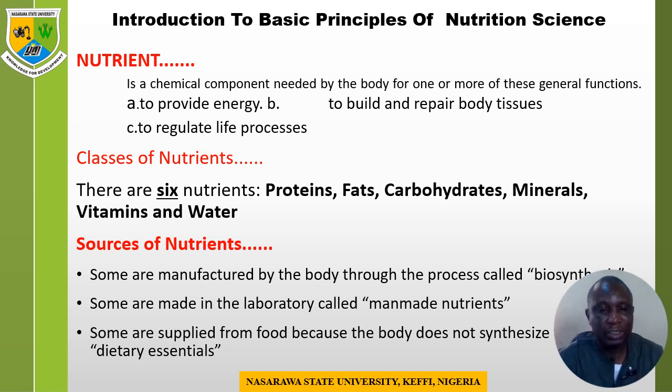Sources of nutrients. We have 3 major sources of nutrients to the body. One, some are manufactured by the body through a process called biosynthesis. Two, some are made in the laboratory, called man-made nutrients, our supplements for example. Three, some are supplied from food, because the body does not synthesize dietary essentials.